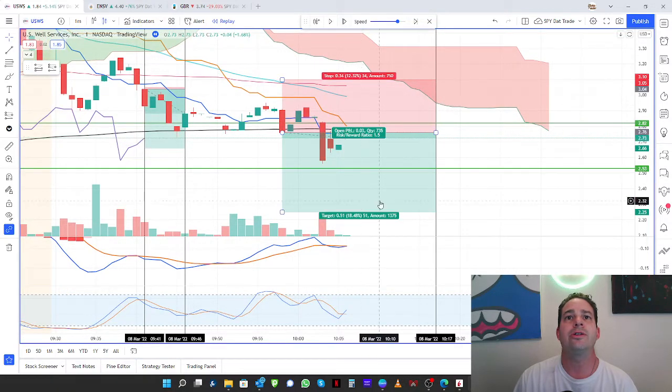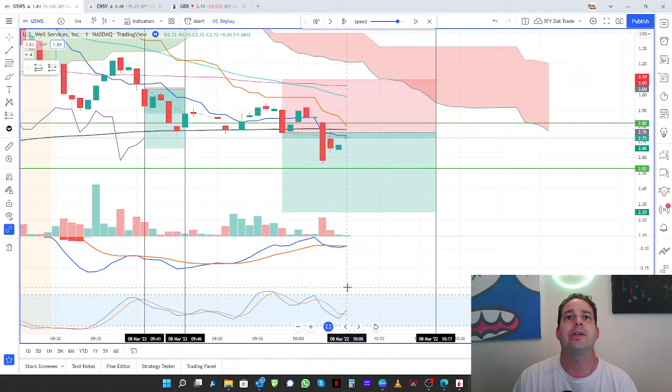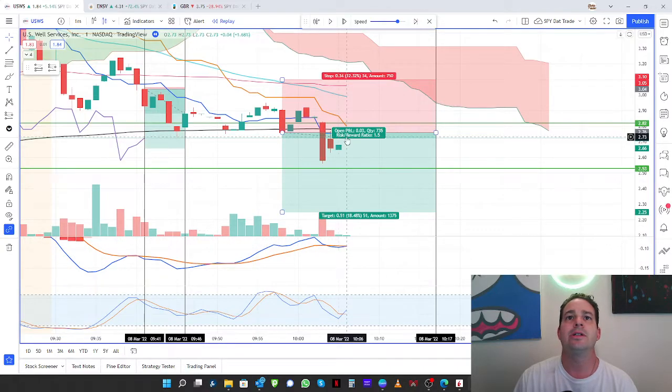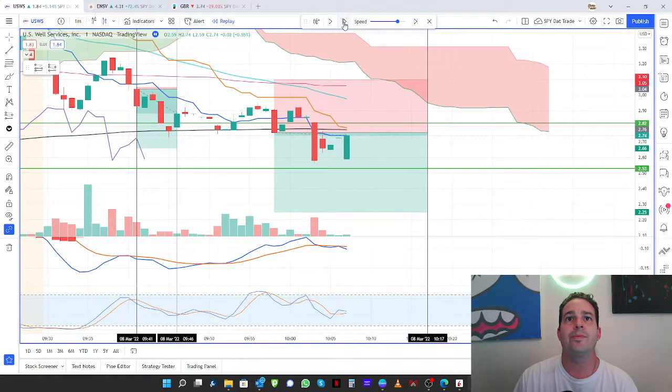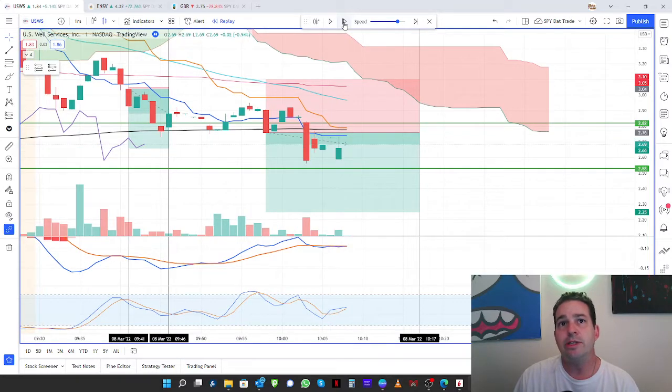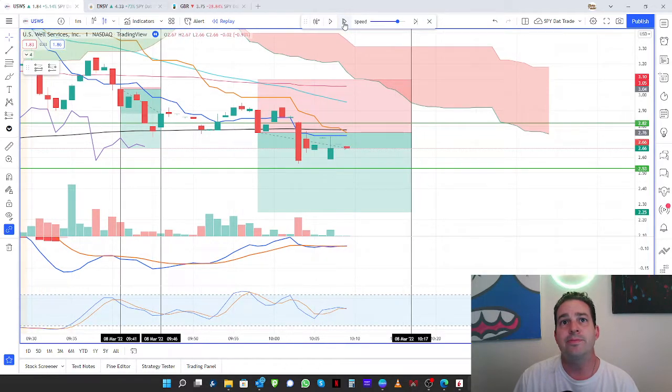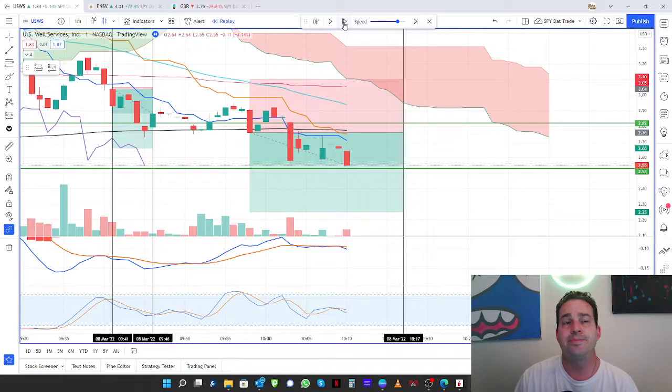Okay, so we crossed here, and we're starting to come back with the blue crossing here. This would have been probably a decent spot to get out. You could have made quite a bit more money on this trade, but I missed it. It is what it is, and sometimes that happens.